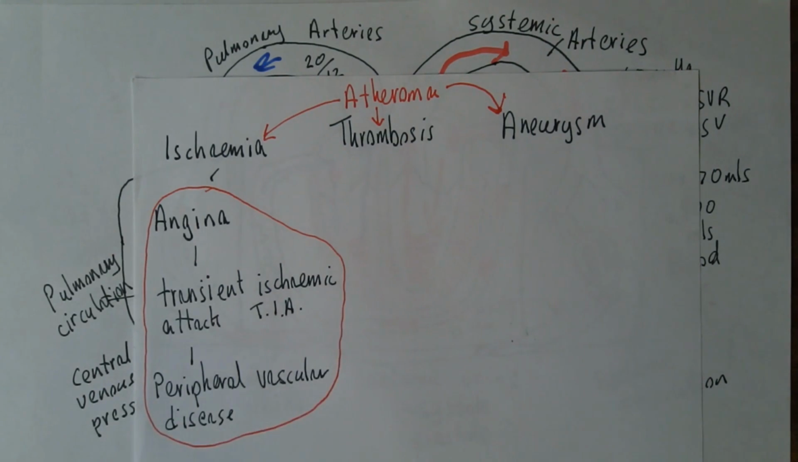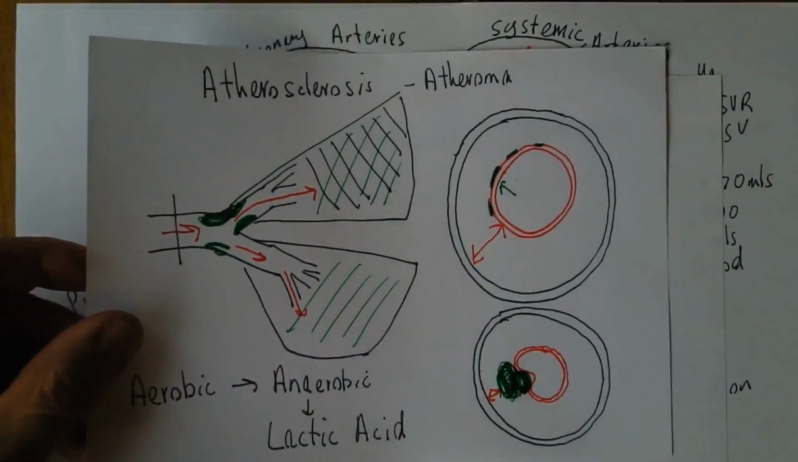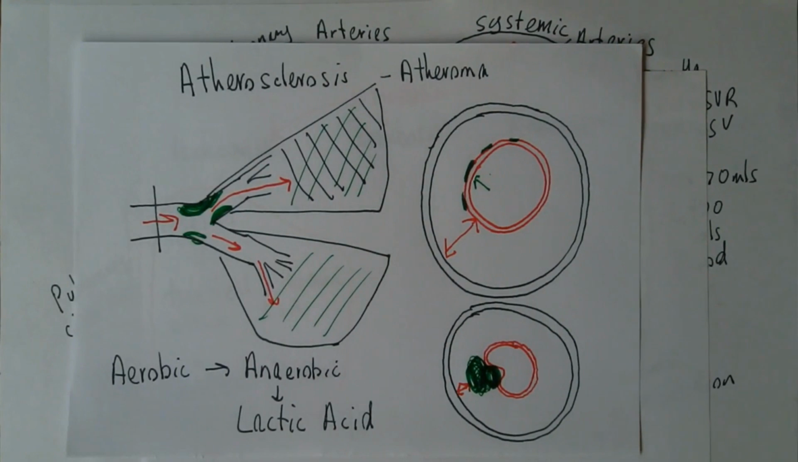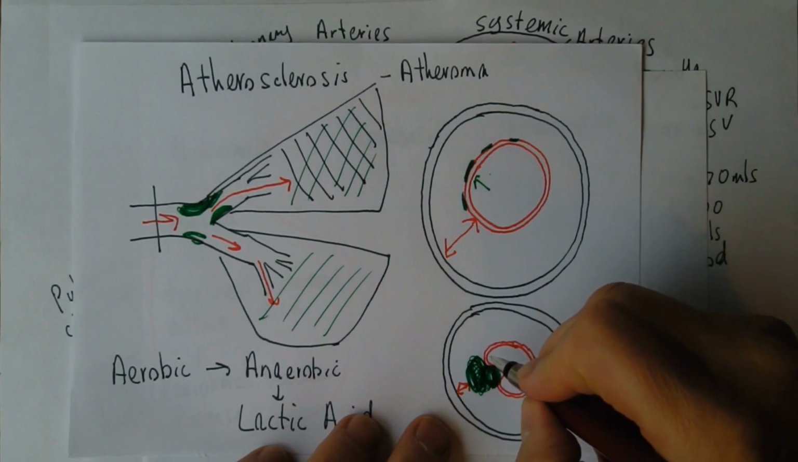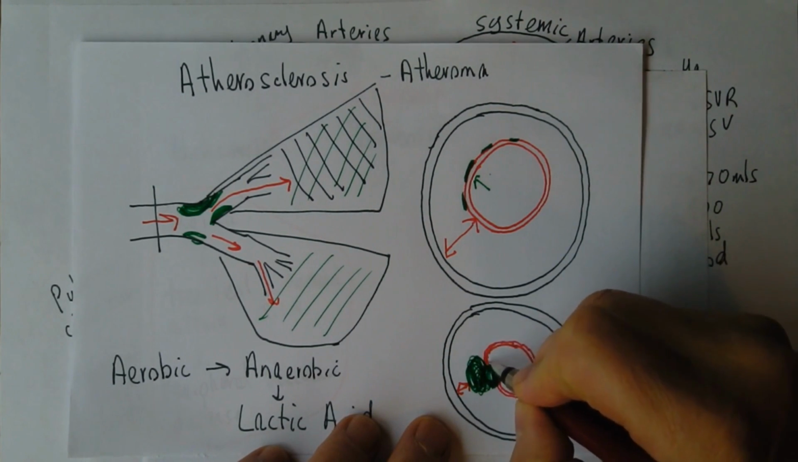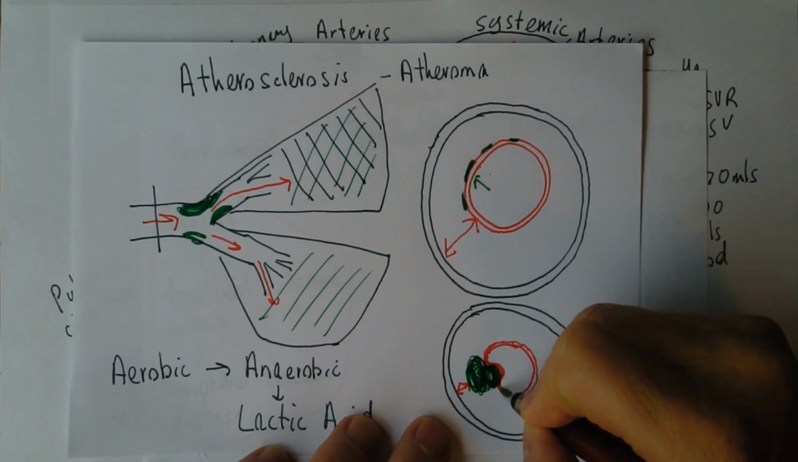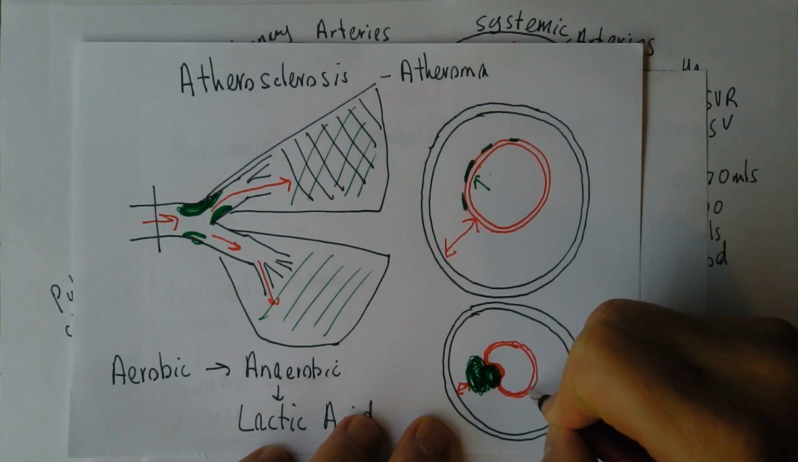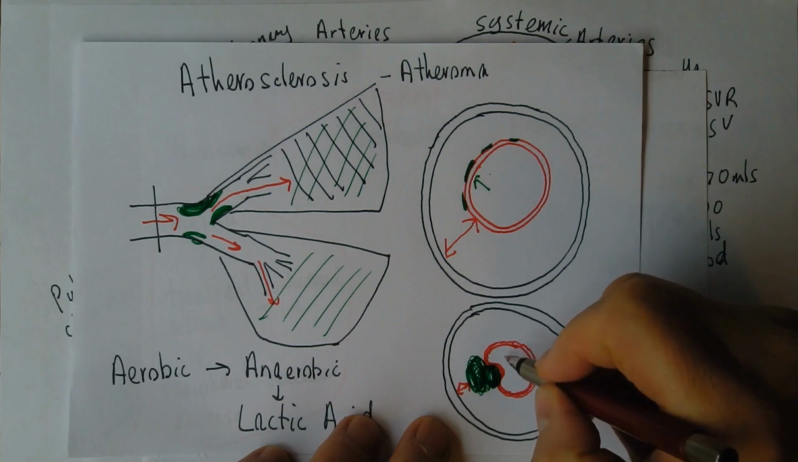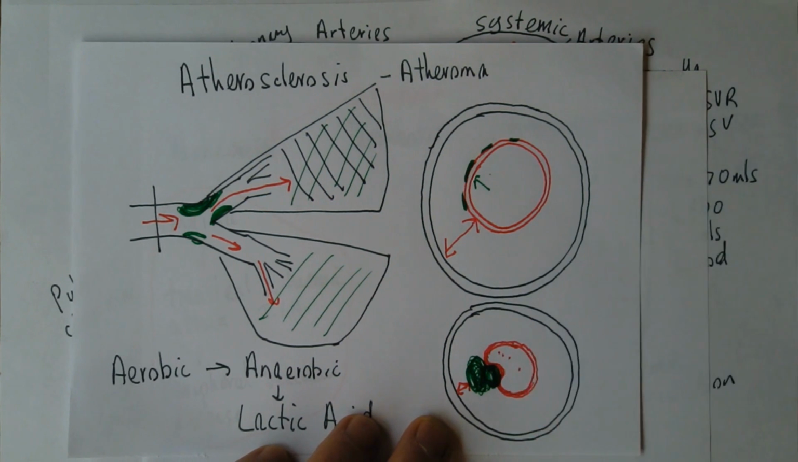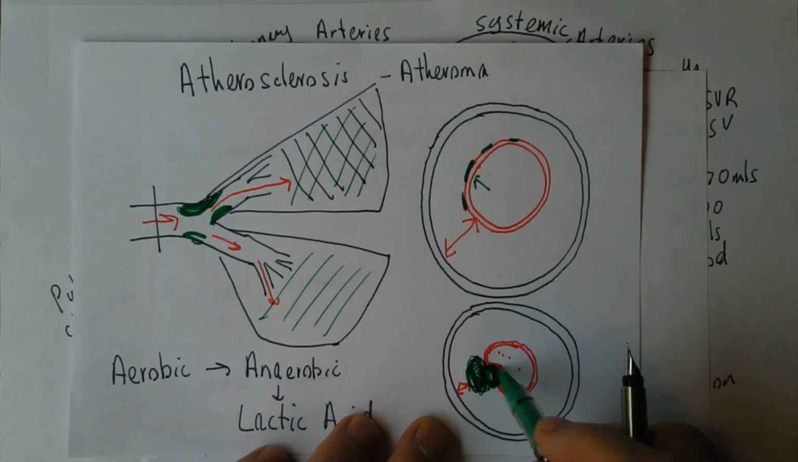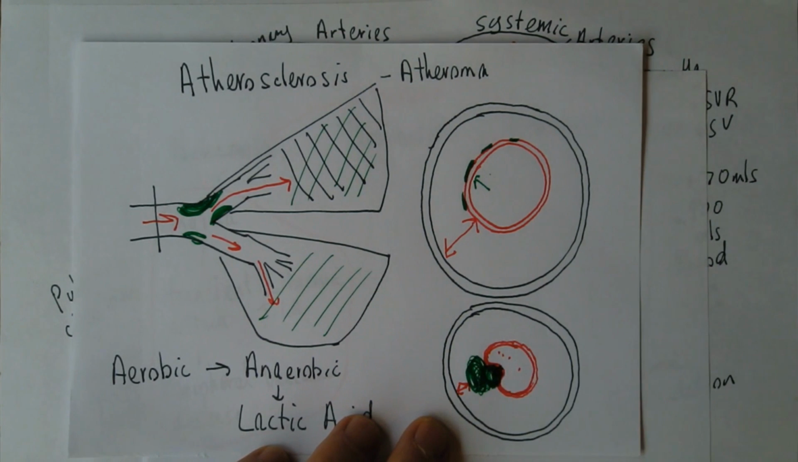Now, if we go back to this diagram, what can happen here is if there's supposed to be a roof on this atheromatous plaque here. But if that's damaged, if the roof of the plaque is damaged, then the blood can come into contact with the core of the plaque. And the core of the plaque is atherogenic.